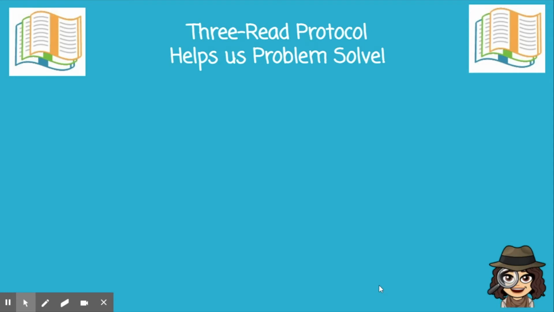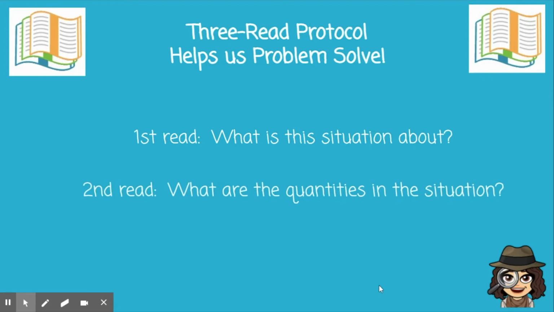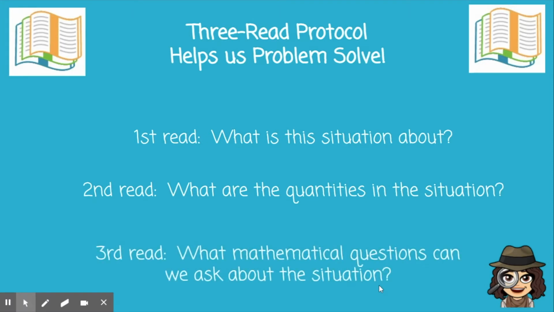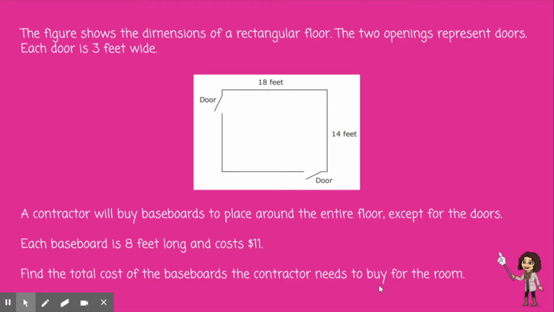Today we are going to use the 3-read protocol, which helps us to problem solve. During the first read, we are going to think about, what is the situation about? During the second read, we will ask ourselves, what are the quantities in the situation? And for the third and final read, we will think about, what mathematical questions can we ask about the situation? So let's get started. Here we have a grade 4 task, and let's use the 3-read protocol to help us really understand what's being asked.